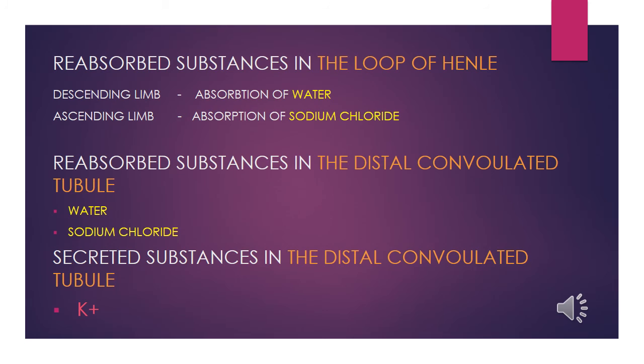The loop of Henle contains two parts, the descending limb and the ascending limb. The descending limb is permeable to water, so absorption of water takes place here. But the ascending limb is impermeable to water. Then the filtrate moves towards the distal convoluted tubule. Here water and sodium chloride are absorbed, and some ions like potassium are secreted into the distal convoluted tubule. So the whole filtrate will move towards the collecting duct.